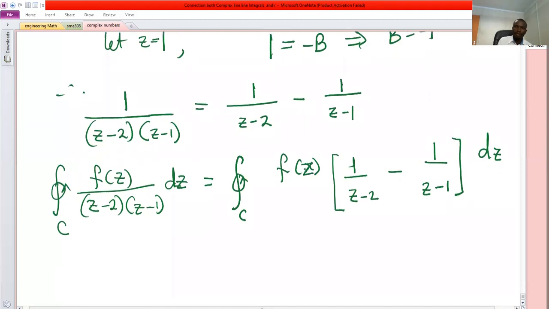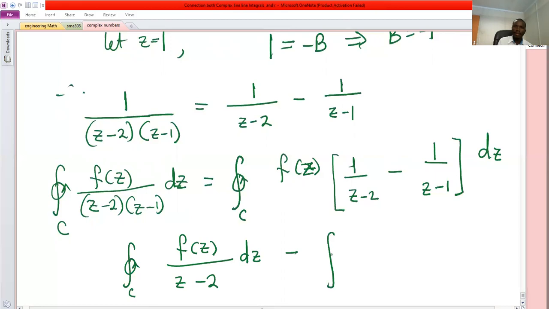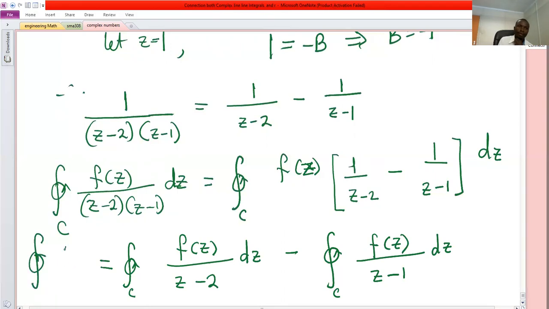So this will be the integral of f of z over z minus 2 dz minus the integral of f of z divided by z minus 1. I'm simply applying the integral and f of z to each of these two terms in the brackets and then applying dz. So this is the integral of f of z dz over z minus 2 times z minus 1.